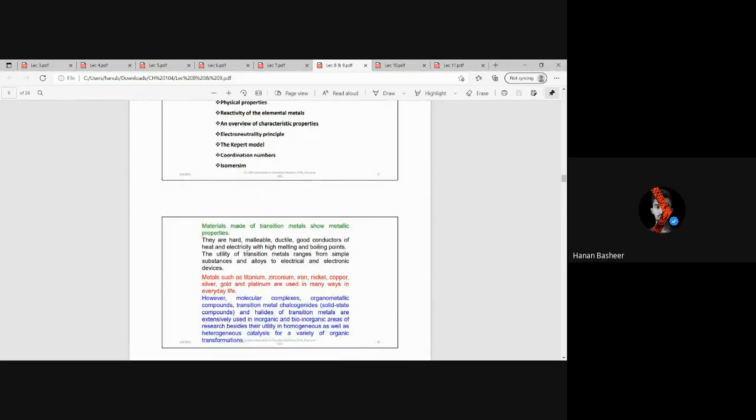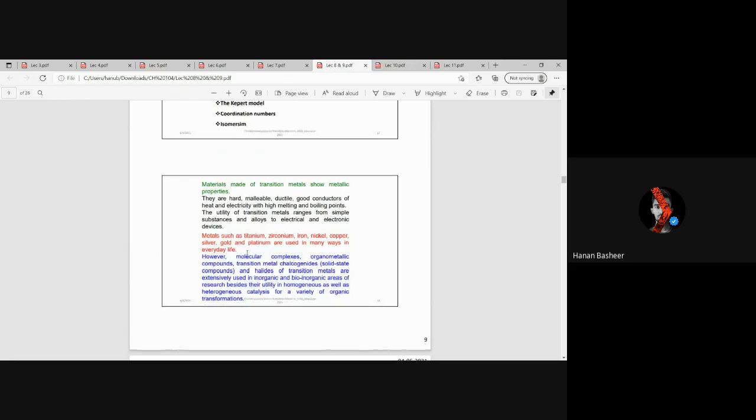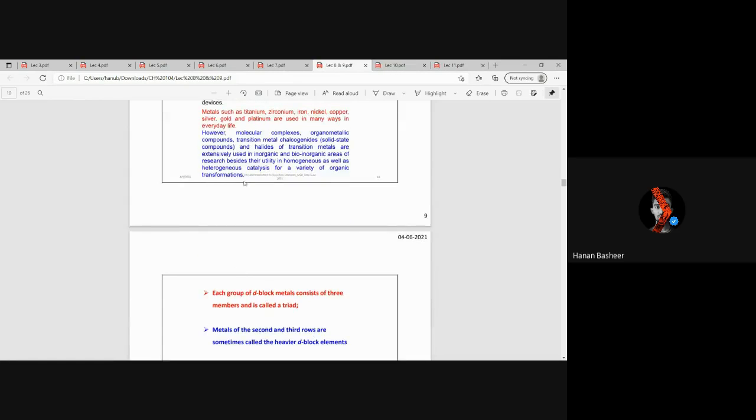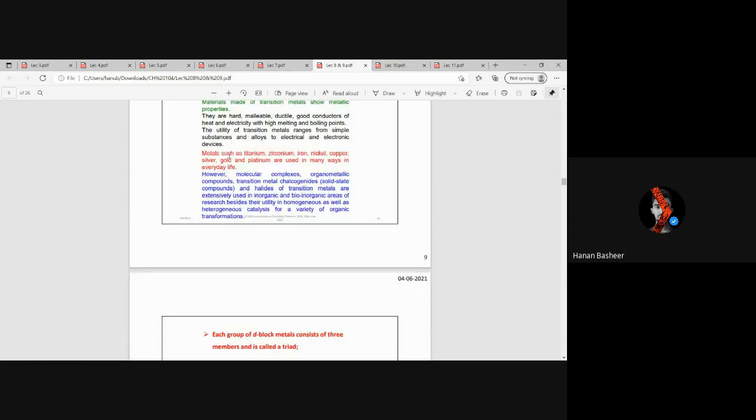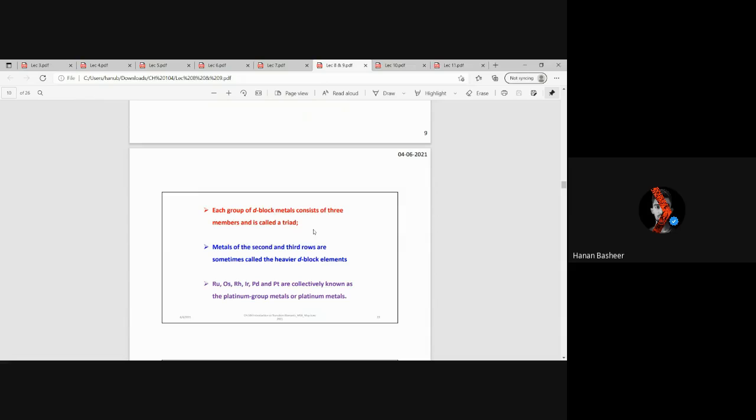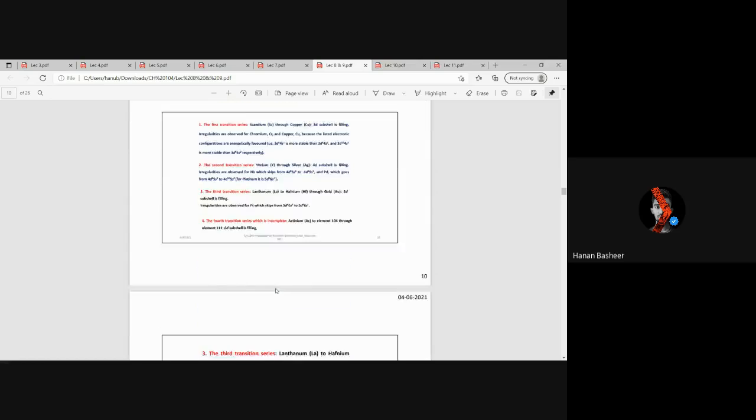So transition metals show metallic properties. They're hard, malleable, and ductile, good conductors of heat and electricity. These are some properties which you can keep in mind. And metals such as titanium, zirconium, iron, nickel, and so on are used in many ways in everyday life. Each group of the d block has three members and is called a triad. Metals of the second and third series are also called heavier d block. Then ruthenium, rhodium, osmium, iridium, palladium and platinum are collectively known as platinum group metals.